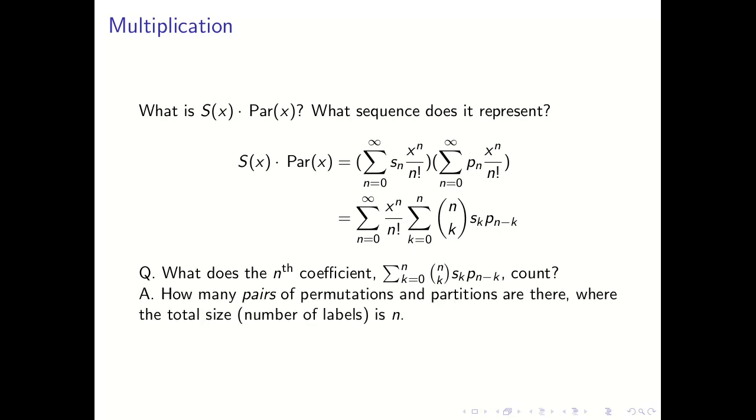So what we're doing here is we're counting the pairs of permutations and partitions, such that the total number of labels shared between the two adds up to n.